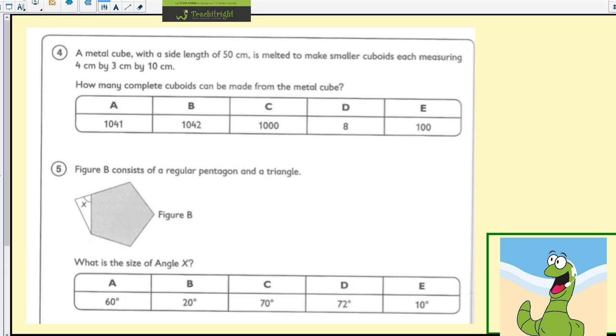Right. A metal cube with a side length of 50 centimeters is melted to make smaller cuboids, each measuring 4 centimeters by 3 centimeters by 10. Okay, so a cube with length of 50 centimeters is going to be 50 by 50 by 50. We know this about volume, and funny enough, the same point I was just telling you is going to happen again, but this time instead of going from squared, it's going to be cubed.